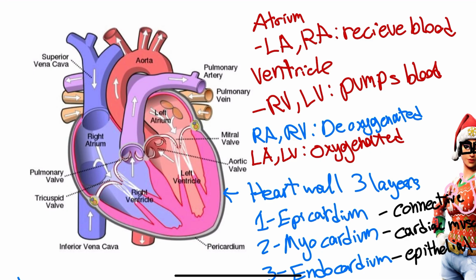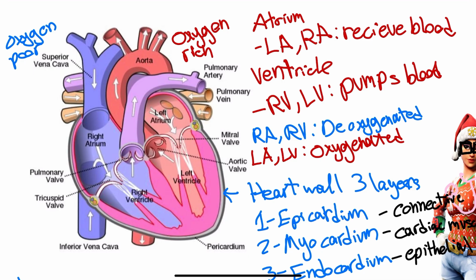Alright, that's the important part. So we're actually just going to divide it into 2 sides. You have your left side and your right side. The left side is oxygen rich, so we'll do that in red. And your right side is oxygen poor. There's no oxygen on the right side. Left side, oxygen rich. Right side, oxygen poor.